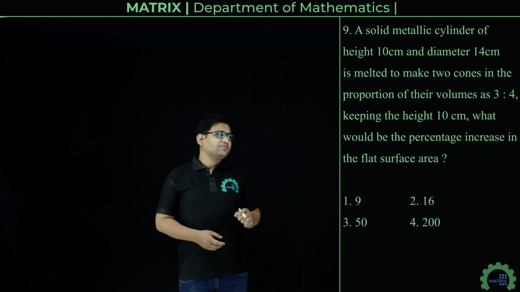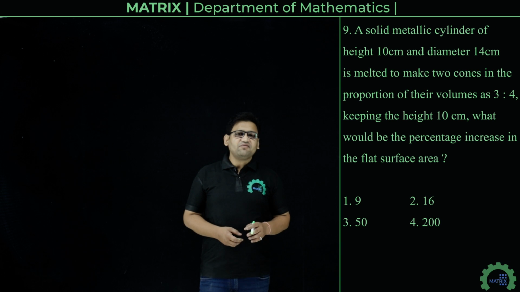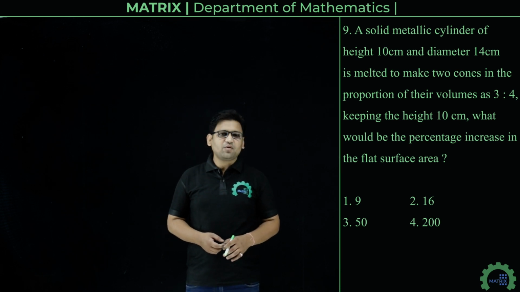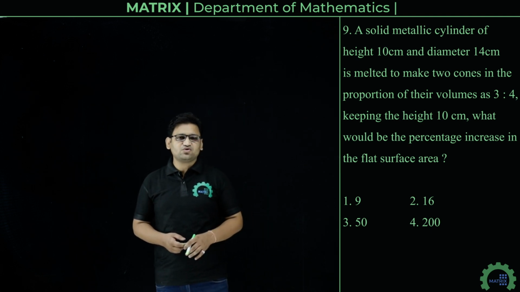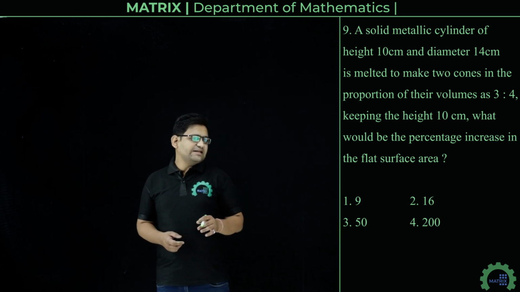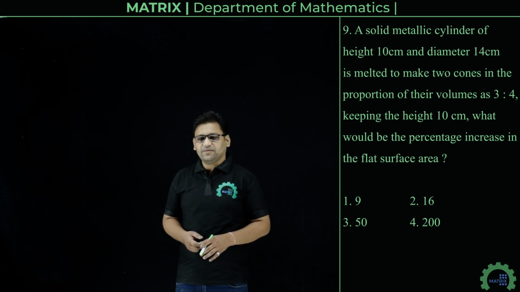Next question is, a solid metallic cylinder of height 10 cm and diameter 14 cm is melted to make two cones in the proportion of their volumes as 3:4. Keeping the height 10 cm, what would be the percentage increase in the flat surface area?